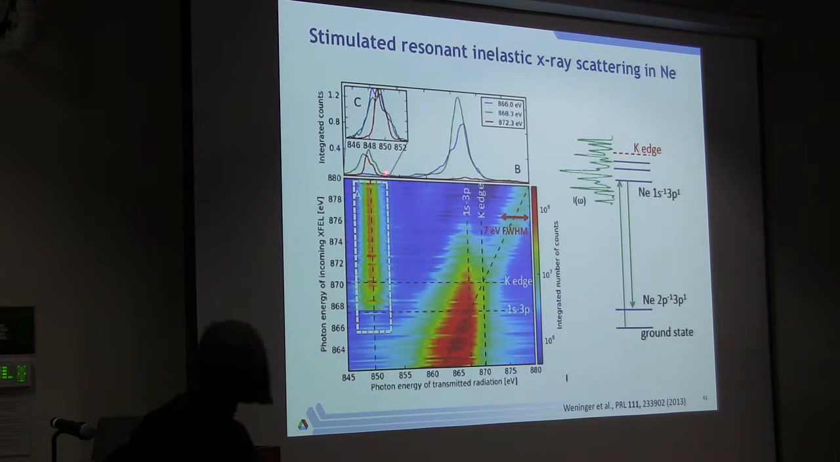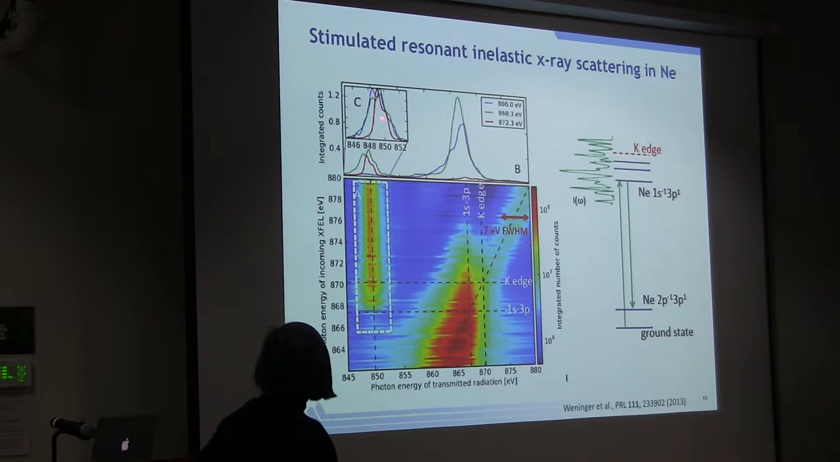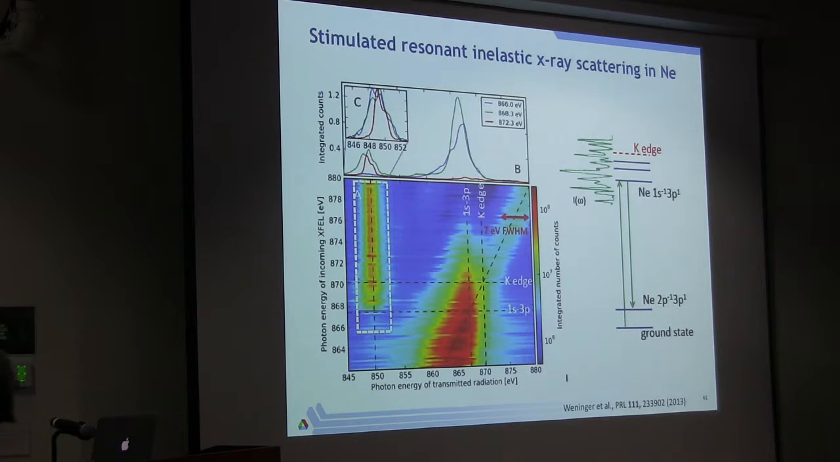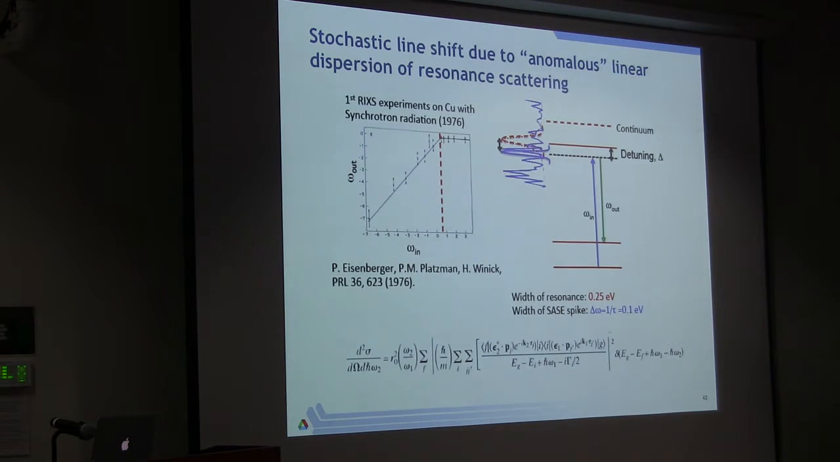So what you can see up here is that in this region between 846 and 852, the pulses are varying in their width and are much broader than this red pulse that comes at higher energy. Okay.